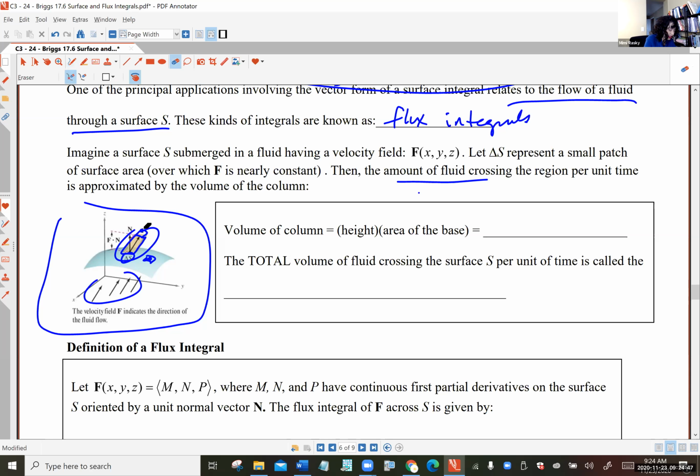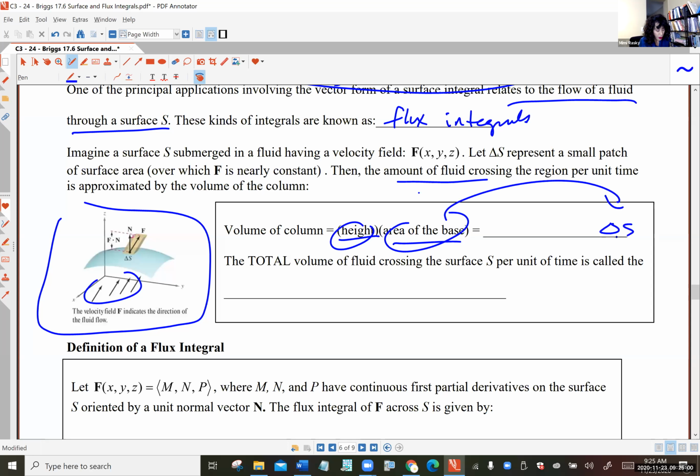Okay. Well, how do you get the volume of that column? Well, you already know that the volume of a column like that is area of the base times the height. And the area of the base is just that little small patch that's on the surface, that little delta S, that surface area element. And then the height is, if you take this corner and drop down a perpendicular here, this is the height.